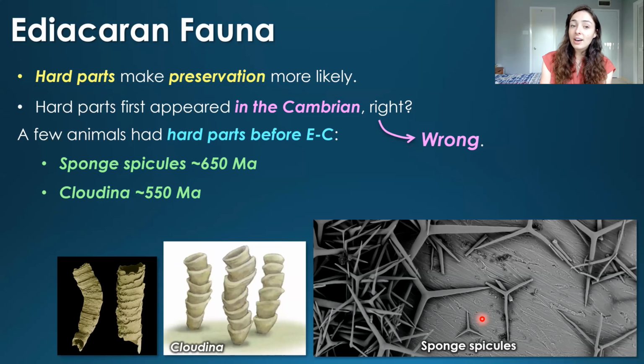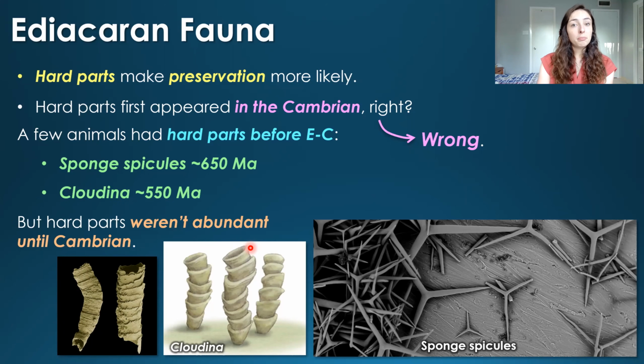And Cloudina, another type of animal in the Ediacaran around 550 million years ago, also had hard parts. They were kind of like stacked cups, almost resembling potentially rugose corals later on, or maybe a type of bryozoan, I don't know, but they had hard parts. They did end up going extinct at the Ediacaran extinction, but they had hard parts before the Cambrian.